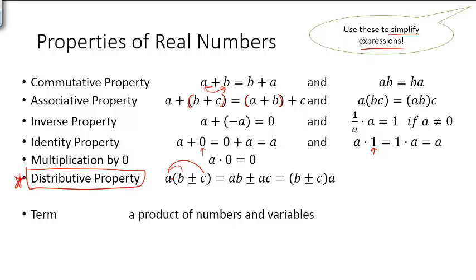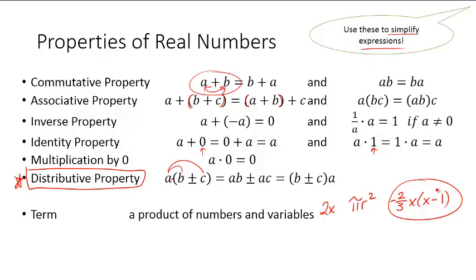We also have terms. Terms are products of numbers and variables. Here, A is a term and B is a term. We have two terms in this expression. Some more examples of terms could include 2x, that's a term, pi r squared, that's a term, even a whole set of things that are multiplied together like negative 2/3 x, x minus 1. That whole thing is a term because any plus or minuses are within brackets. As soon as you go plus something else, then that's two terms.